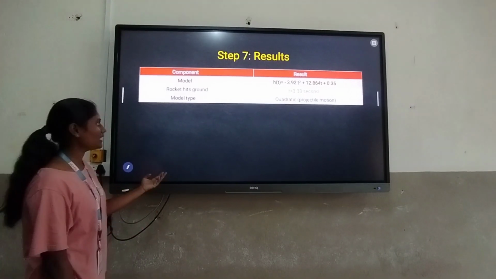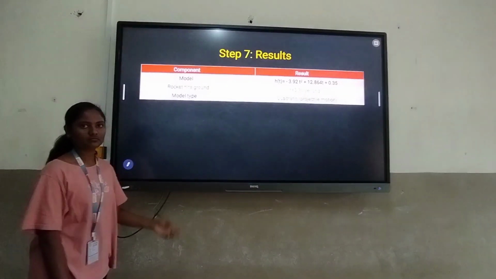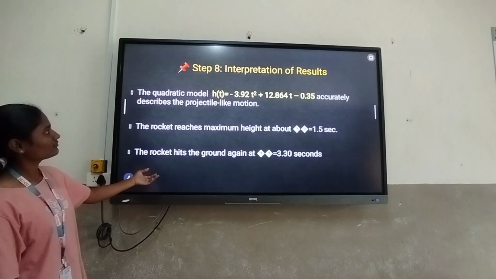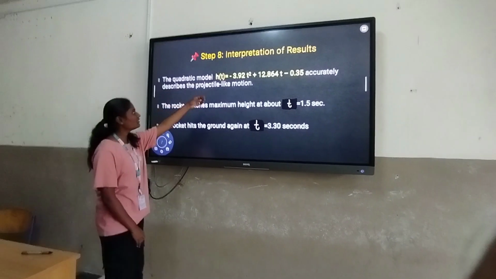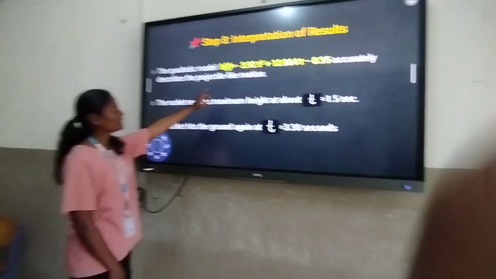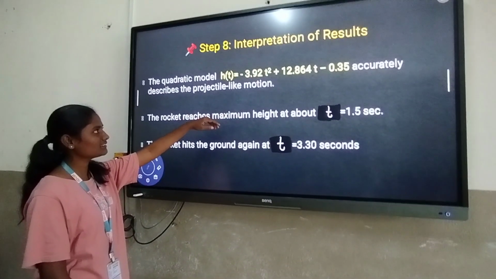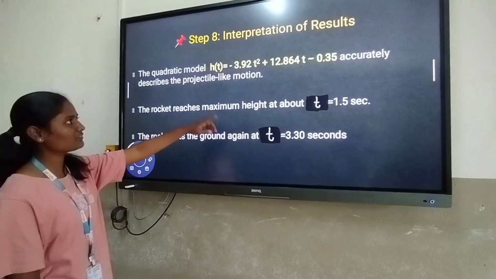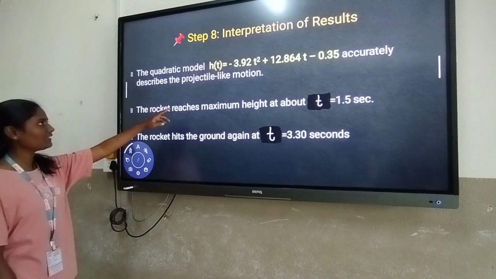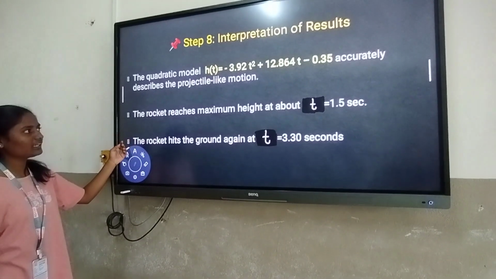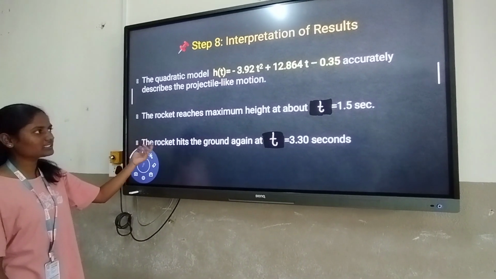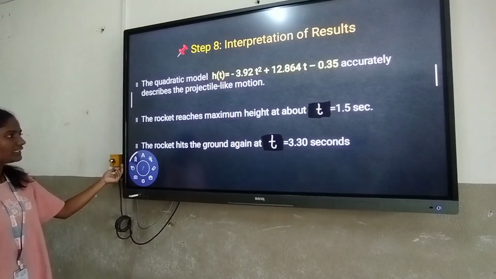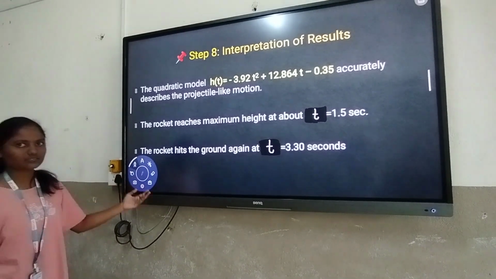The model type is quadratic projectile motion. The quadratic model h(t) is equal to minus 3.92t² plus 12.864t plus 0.35 accurately describes the projectile-like motion. The rocket reaches maximum height at about t is equal to 1.5 seconds. Then the rocket hits the ground again at t is equal to 3.30 seconds.